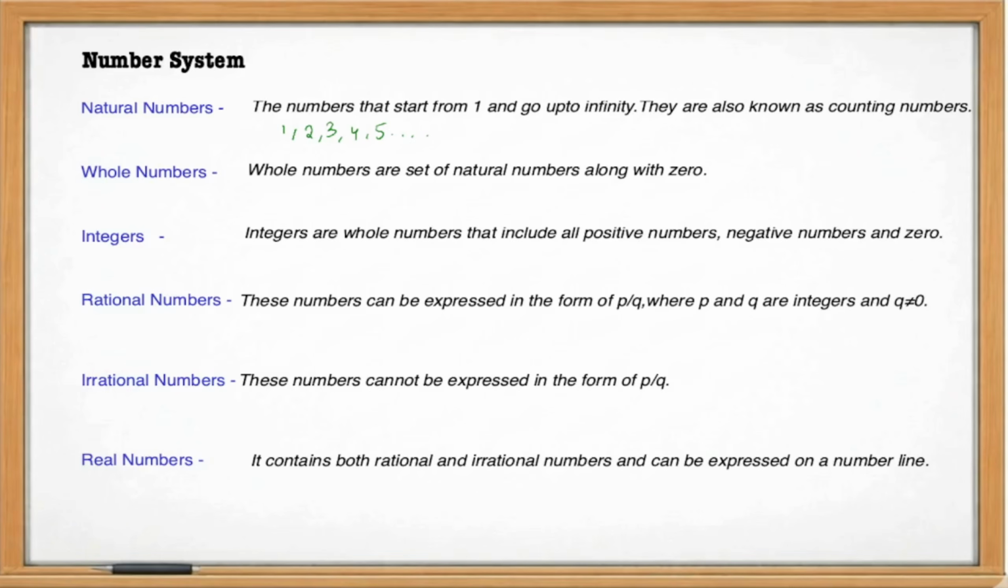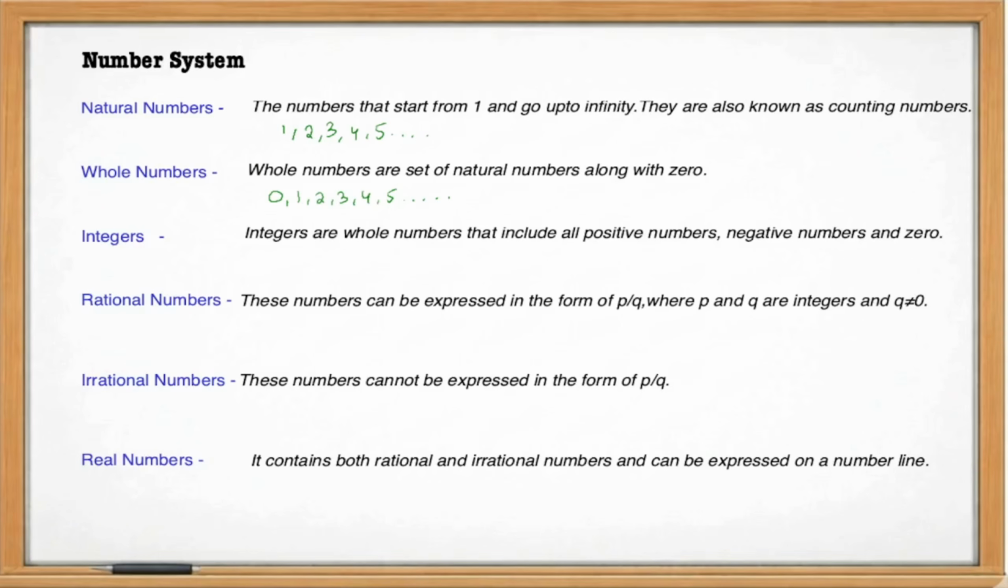Next, whole numbers. Whole numbers are the set of natural numbers along with 0. That means this number starts with 0, then 1, 2, 3, 4, 5 till infinity. So natural numbers start with 1, whereas whole numbers start with 0. Next, integers.